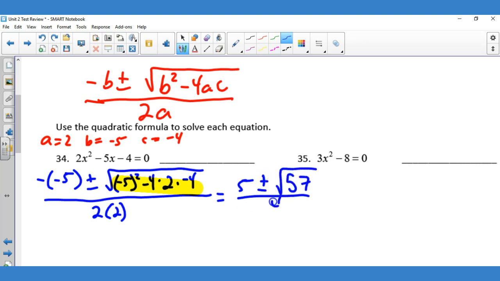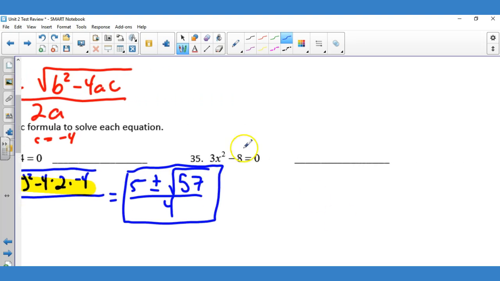All over 4. Now, none of these have any factors in common, so that's going to be our solution. X equals 5 plus or minus square root of 57 over 4. All right, let's look at this one.